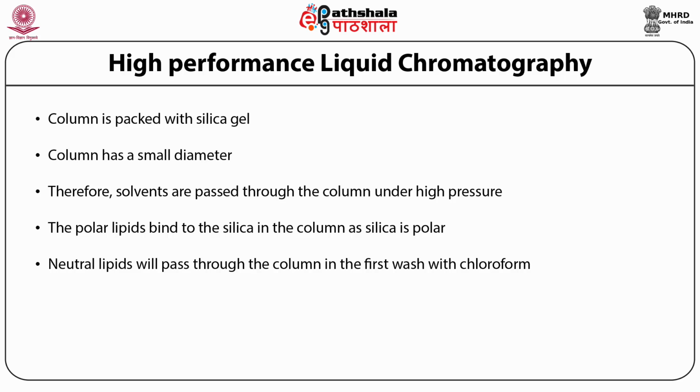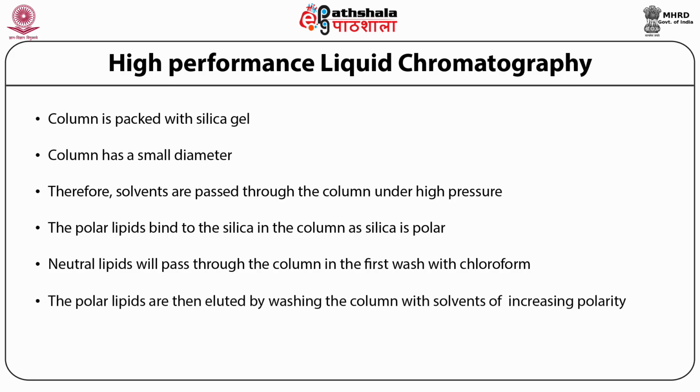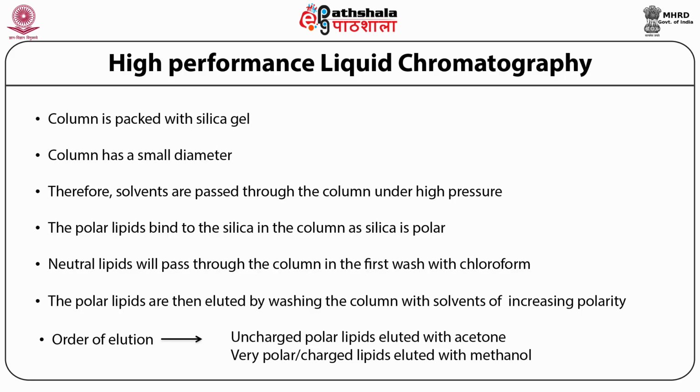So the first eluate will contain a mixture of neutral lipids. Then the polar lipids will be eluted by washing the column with solvents of increasing polarity. So the order of elution would be that if you are using acetone as the solvent system to elute the lipids from the HPLC column, uncharged polar lipids will be eluted first. And if you're using methanol, very polar or charged lipids will be eluted.